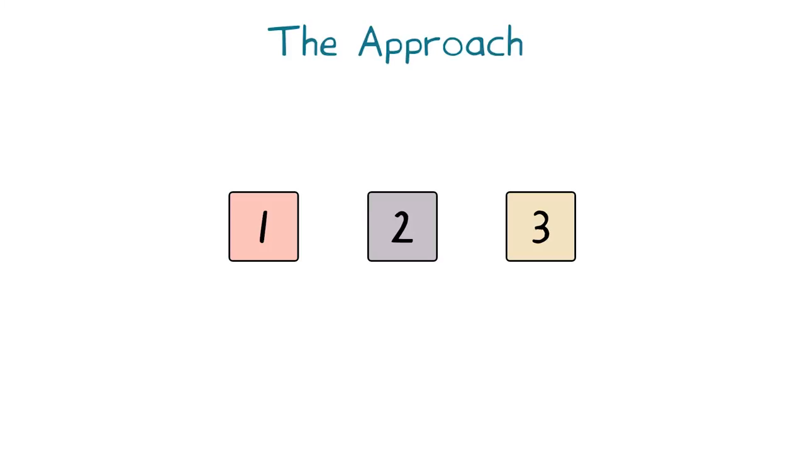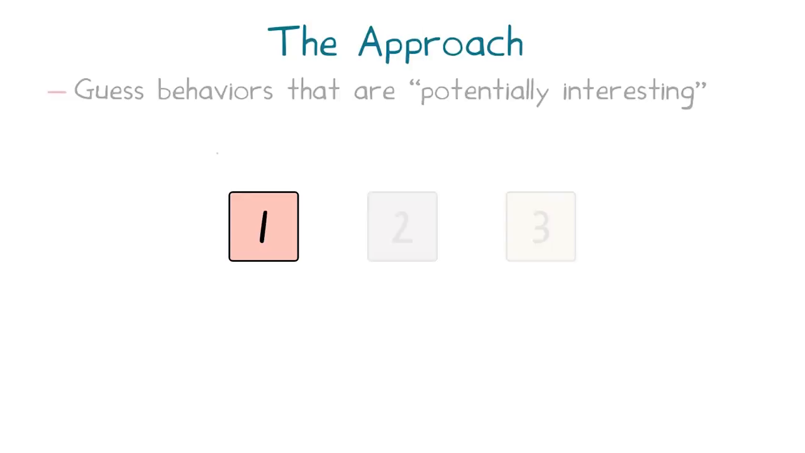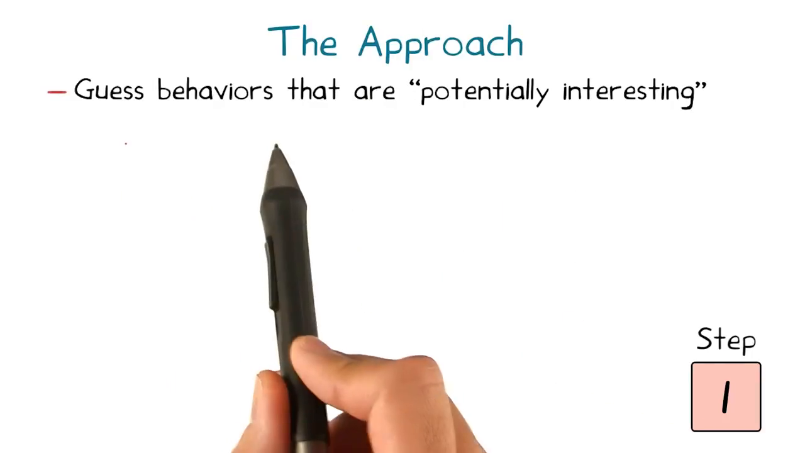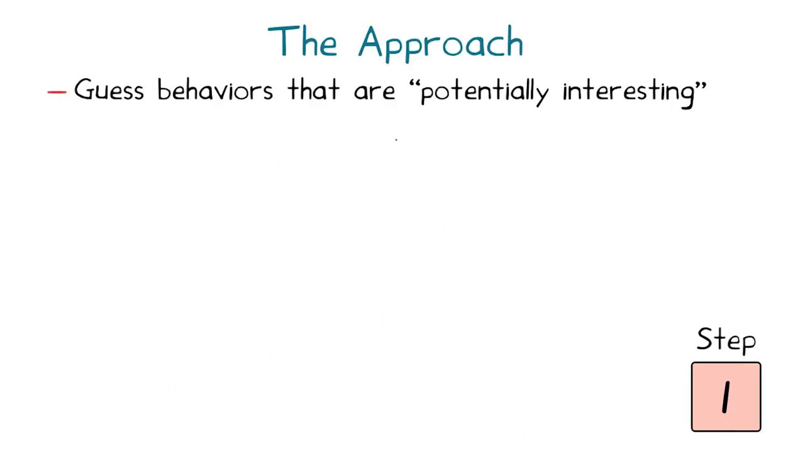The strategy that we will use to overcome these challenges consists of 3 steps. In the first step, we will guess behaviors that are potentially interesting. A behavior is interesting for our purpose if it points us to a bug in the program being deployed. If we knew exactly which behaviors are interesting, there would be nothing left to do. The point is that we do not know exactly which behaviors are interesting. Therefore, we are going to start by guessing a large number of potentially interesting behaviors.